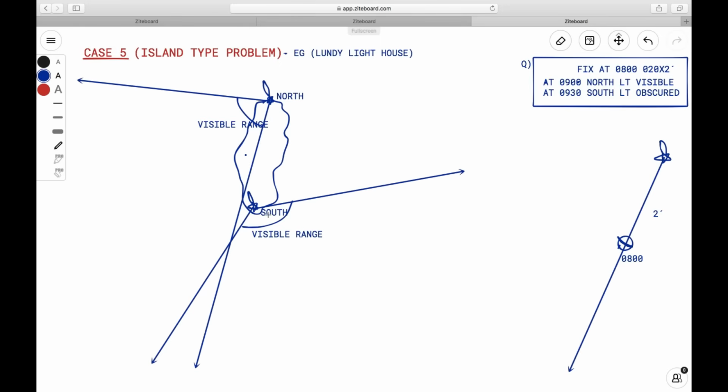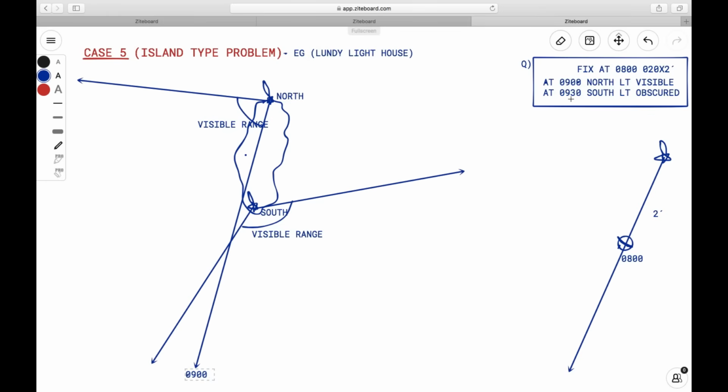So this will be the tricky part of the question. The question will be given as: there is a fix at 0800 for a lighthouse, another lighthouse, 0 to 0 into 2 miles. So suppose this is that lighthouse and this is your 0 to 0 and you have 2 miles. So this is a fix at 0800. Next the question says at 0900 north light became visible. So if you see, this is the visible range of north light. From this position, the only possibility is that you are traveling this way and you're having the lighthouse visible somewhere around this position. So what this means is that your position line at 0900 is this line.